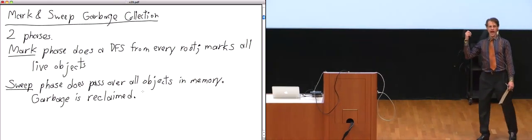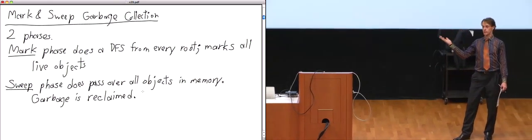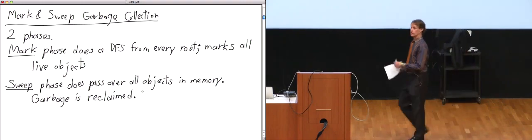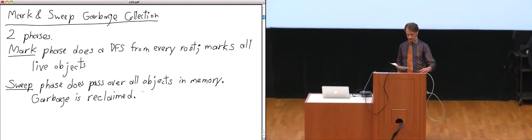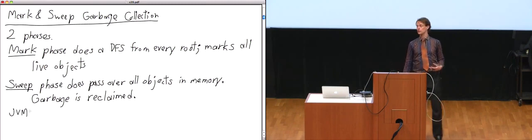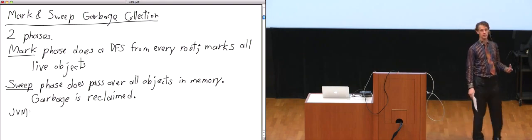So now the question is, how does the sweep phase do a pass over everything in memory? Well, that's where those hidden data structures I told you about come in. The Java virtual machine has an elaborate internal data structure for managing the heap.